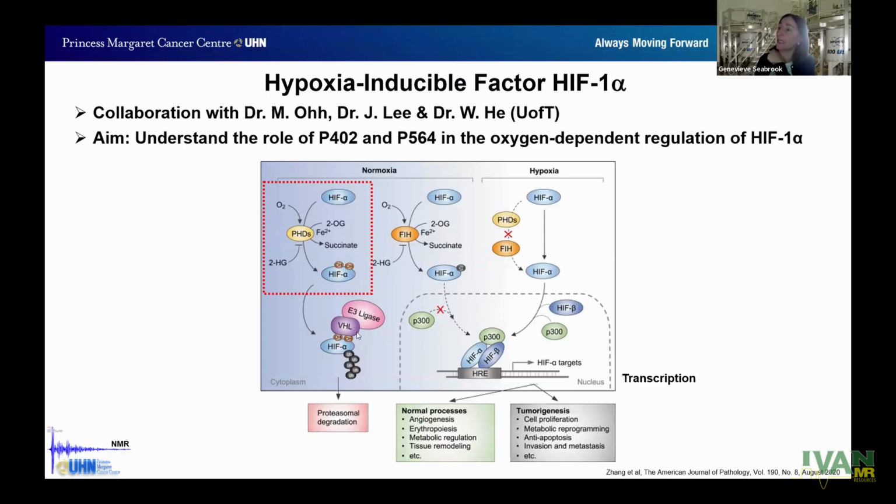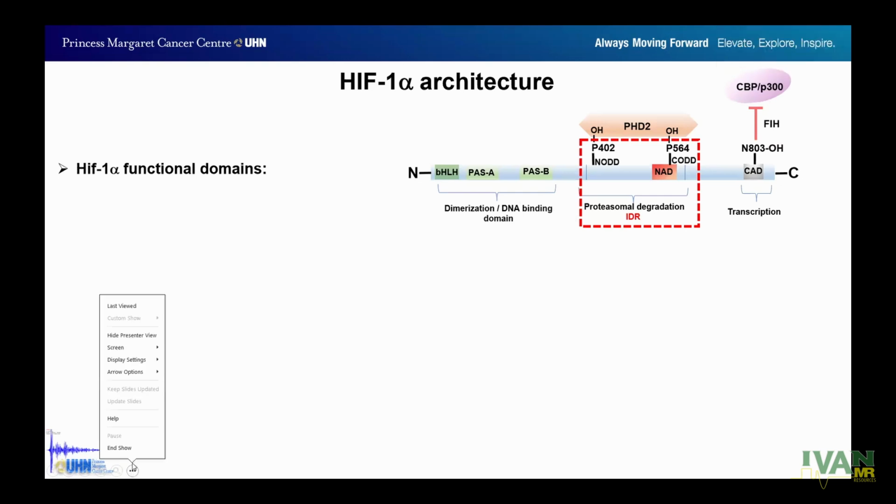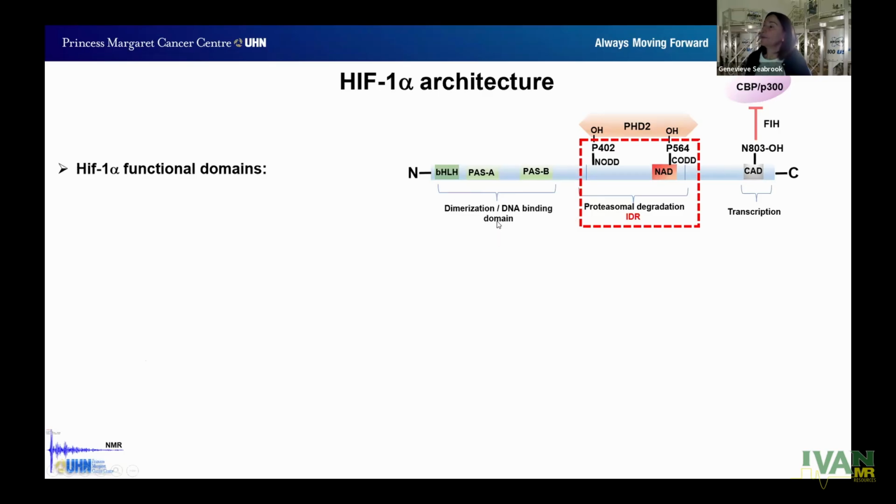So what I'm going to show is more the kinetics of this reaction of PHD2 with HIF1 alpha. Very quickly, HIF1 alpha has three main domains: the dimerization domain, the DNA binding domain, so that's this domain over here. I don't know if you can see my arrow. Can you see the arrow? Yes, we can. Okay, all right. So we've got the dimerization domain, the DNA binding domain, then we have a proteasomal degradation domain, which has the disordered region, and then it has a transcription domain.